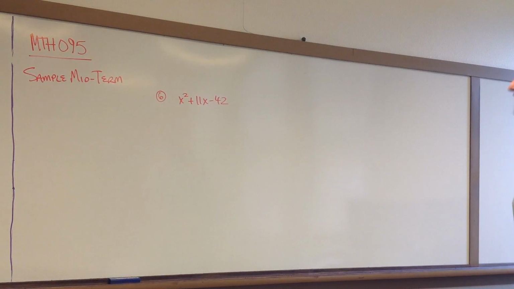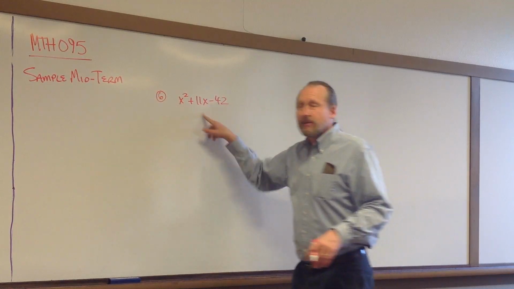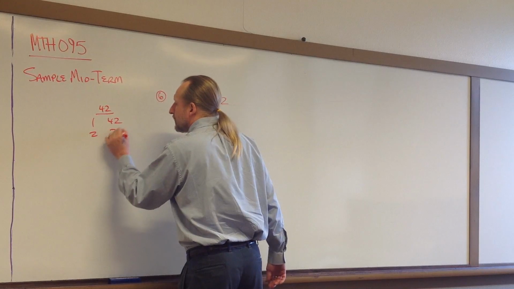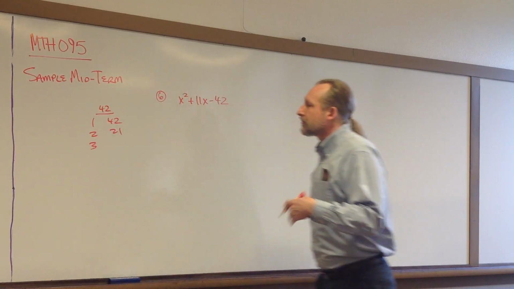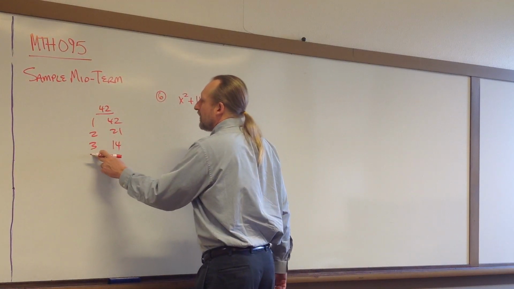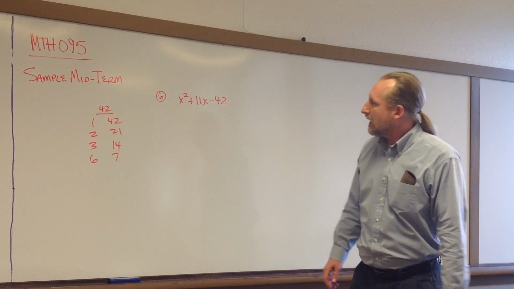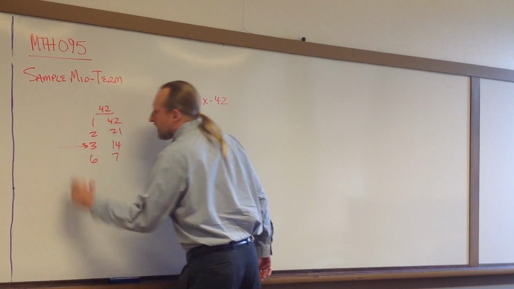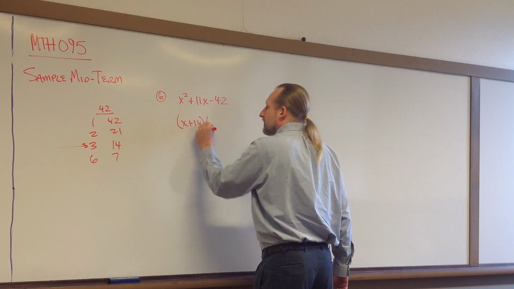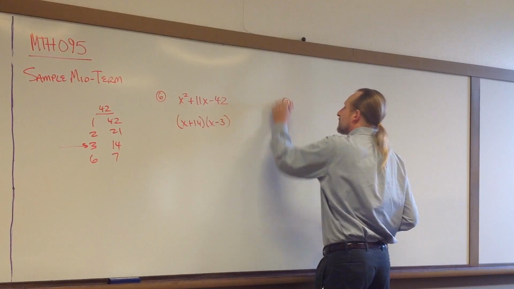If you know your times tables, you know that 7 times 6 is 42, but 7 and 6 don't have a difference of 11. So let's look at some more factors of 42. 2 times 21, does 3 go into 42? Yeah, it goes 14 times. 4 does not go in, 5 does not go in, 6 times 7, that's it. And here's the one that has a difference of 11. So we would set this up as x plus 14 times x minus 3. And that's it. That's why I said it was straightforward.